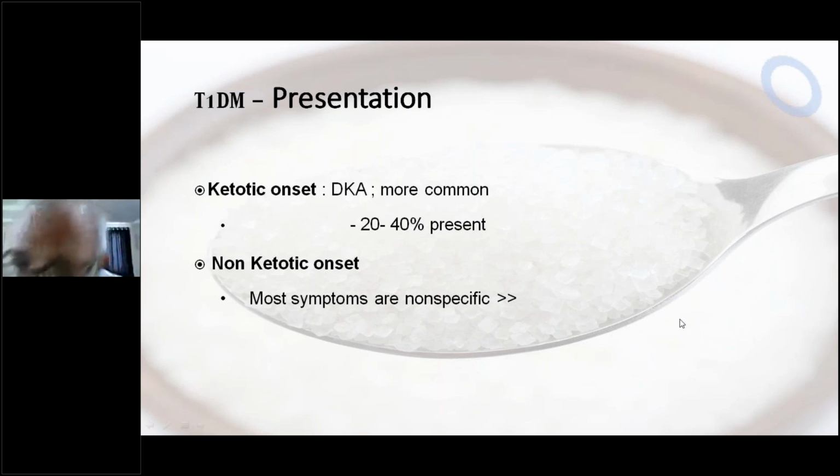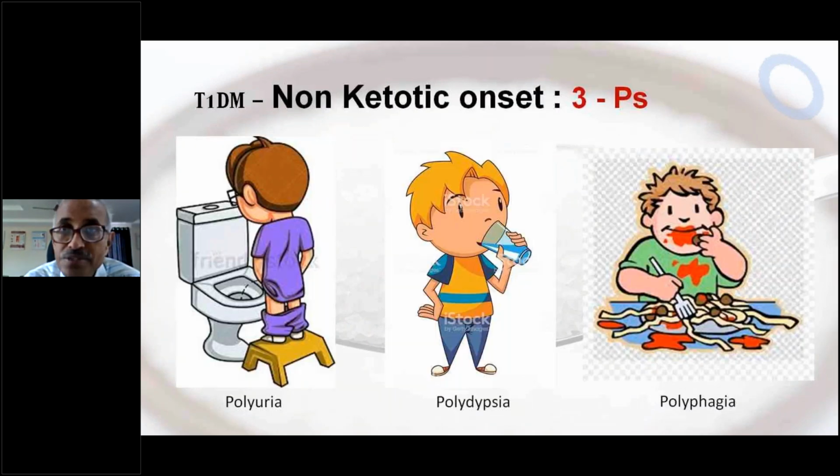What do you understand by non-ketotic? We will talk presently about non-ketotic onset; the ketotic we will postpone for a different day. So these are the typical three P's of non-ketotic onset: polyuria, polydipsia, polyphagia. The more urine is lost, the dehydration makes the child more thirsty. The child keeps on drinking, and the non-utilization of glucose makes him hungry. So polyphagia: he keeps on eating, but he doesn't put on weight.